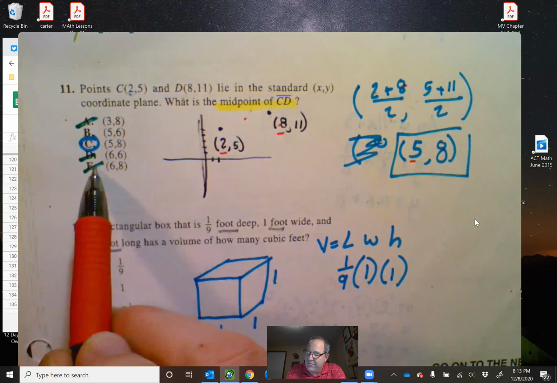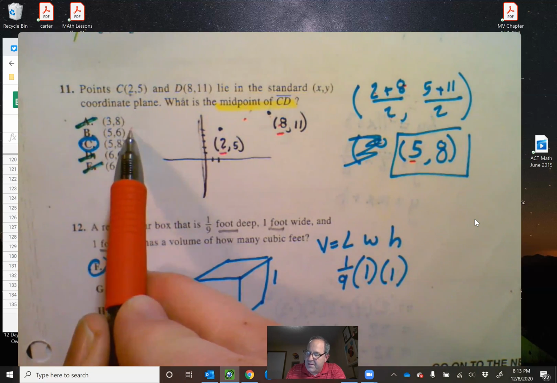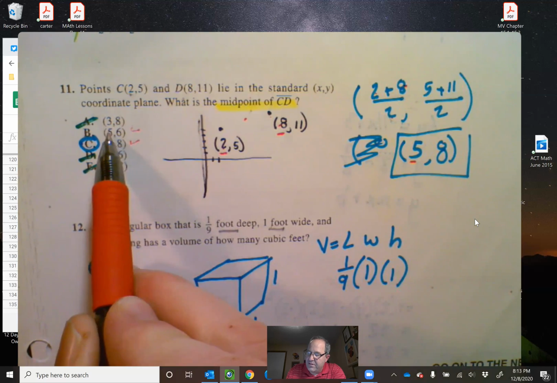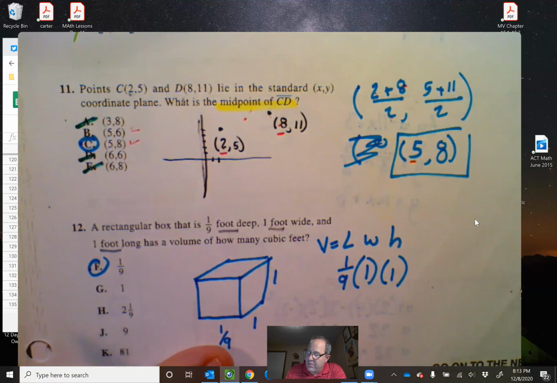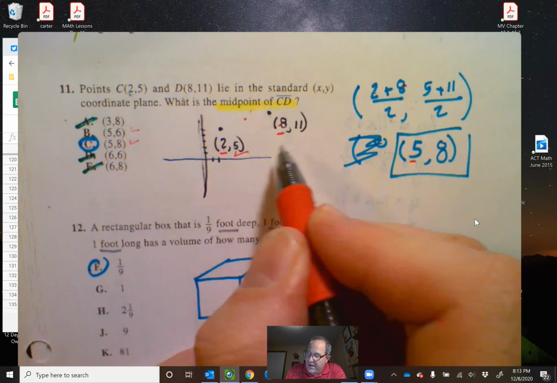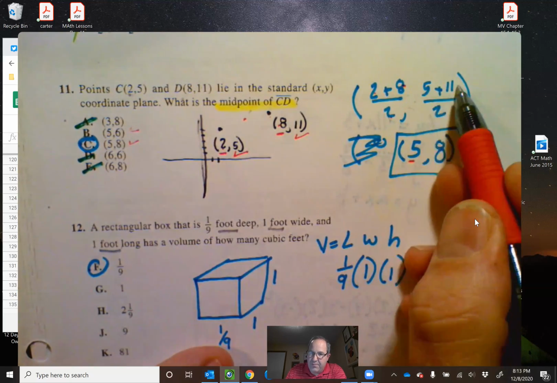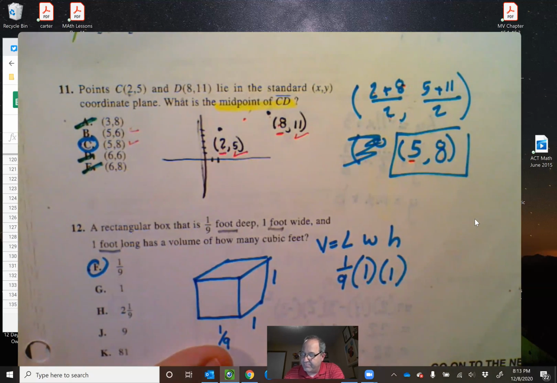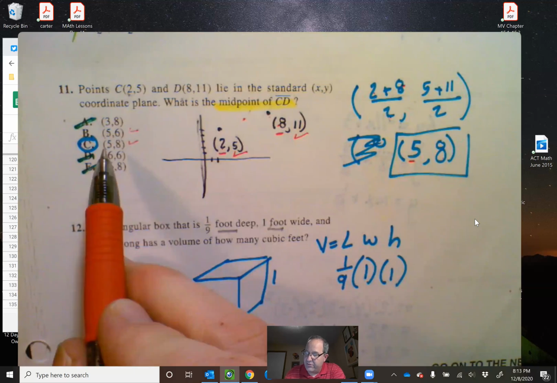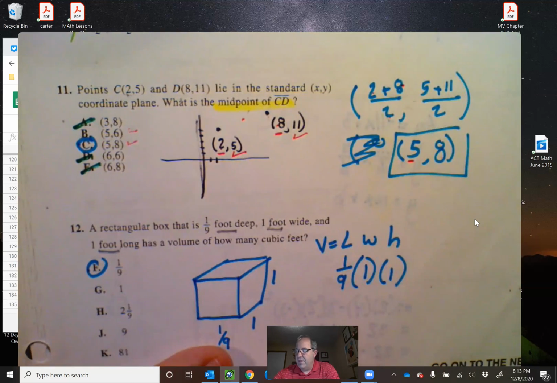Lets me get rid of everything except for B and C, because B and C both have an x value of 5. Well, what's between a 5 and an 11? Well, add them up and divide by 2. We get 8. So the answer must be letter C.